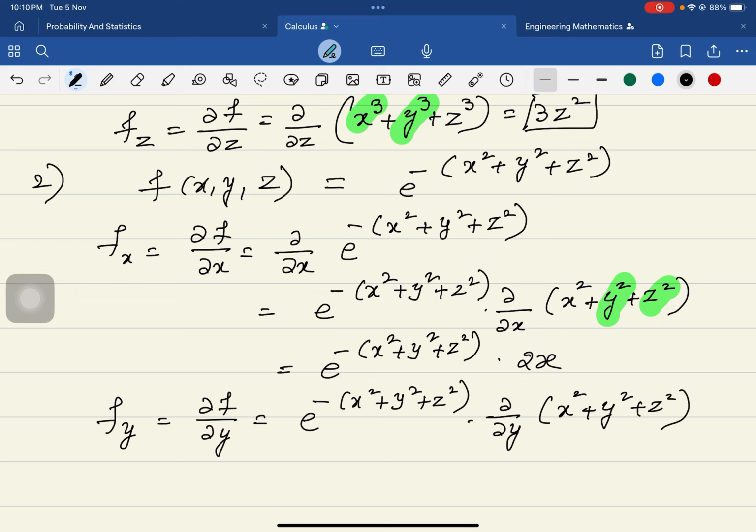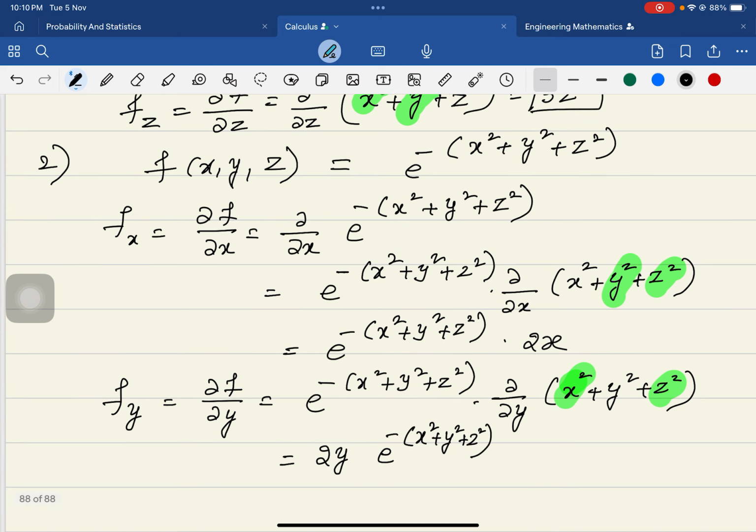Now the constants are x and z, that is x square and z square are the constants. So you will be writing it as: the derivative of y square is 2y times e raised to negative of x square plus y square plus z square. I hope it is clear.